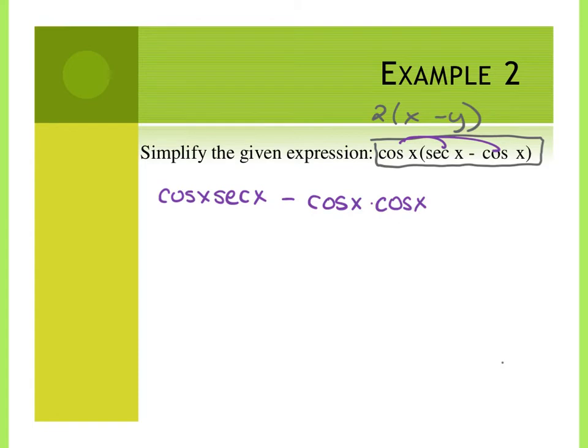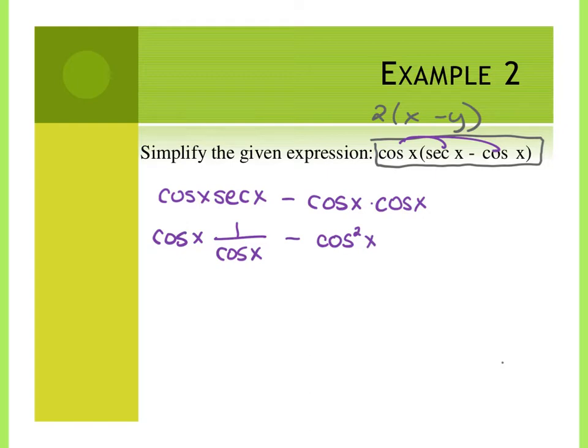So what is secant? 1 over cosine. Usually, if it's not a sine or a cosine, I'm going to replace it with its reciprocal function in a case like this. And what is cosine x times cosine x? Cosine squared. So here's what's weird. The squared goes on the cosine and the x doesn't get it. So it's cosine squared x is how you write it.